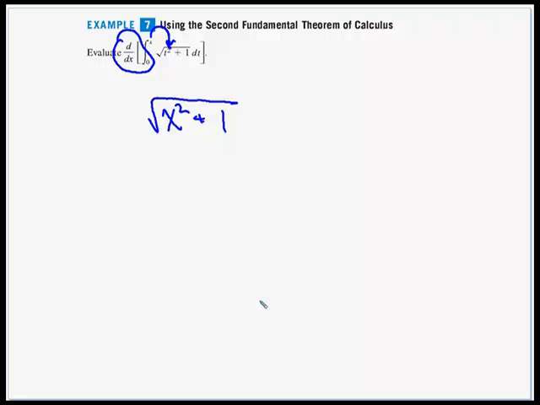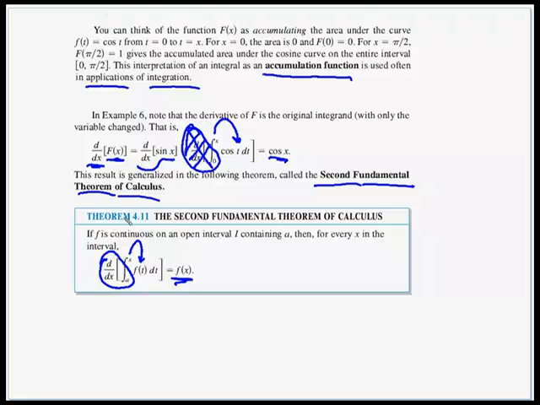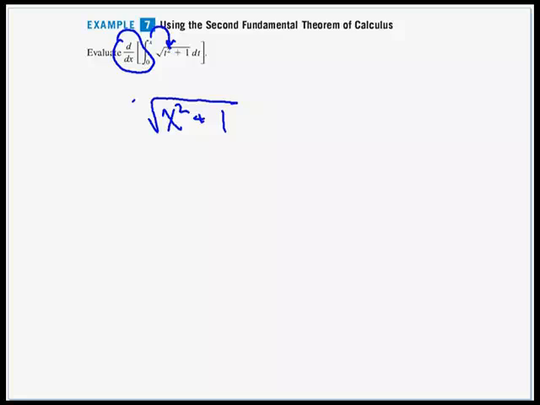In the next example, example 8, using the second fundamental theorem of calculus, find the derivative of this. F of x equals the definite integral from a half pi to x to the third of cos of t dt. Now that's the difference here. In the theorem, our upper limit was simply an x. Now it is x to the third. So this is sort of a chain rule application here. So we've got to be thinking chain rule.